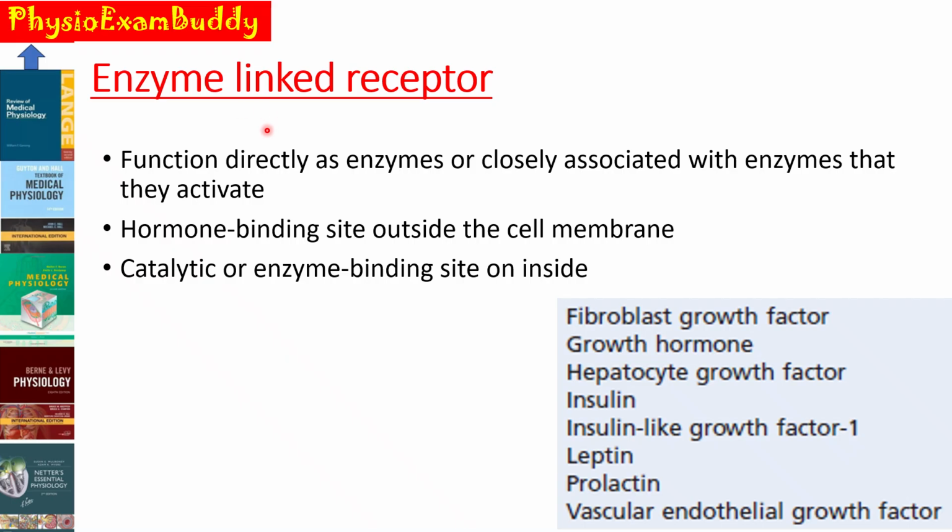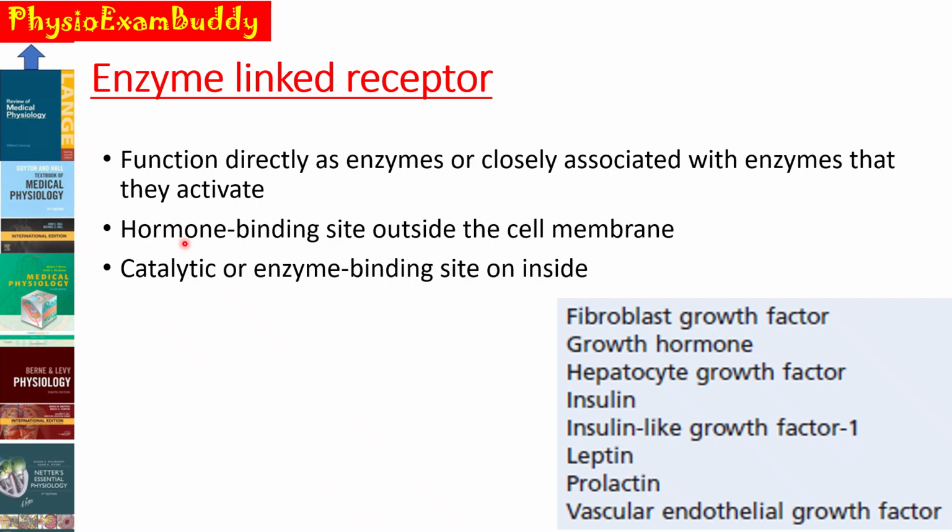Next is the enzyme linked receptor. This enzyme linked receptor may function directly as an enzyme, or it can be closely associated with the enzymes they activate. Outside the cell membrane, these receptors usually have a hormone binding site, whereas on the inside of the cell membrane, they have a catalytic or enzyme binding site.